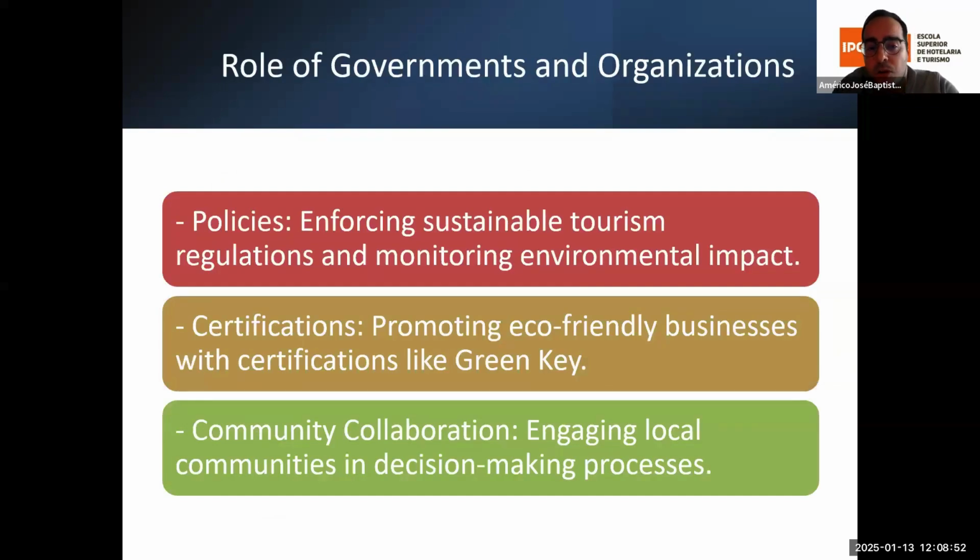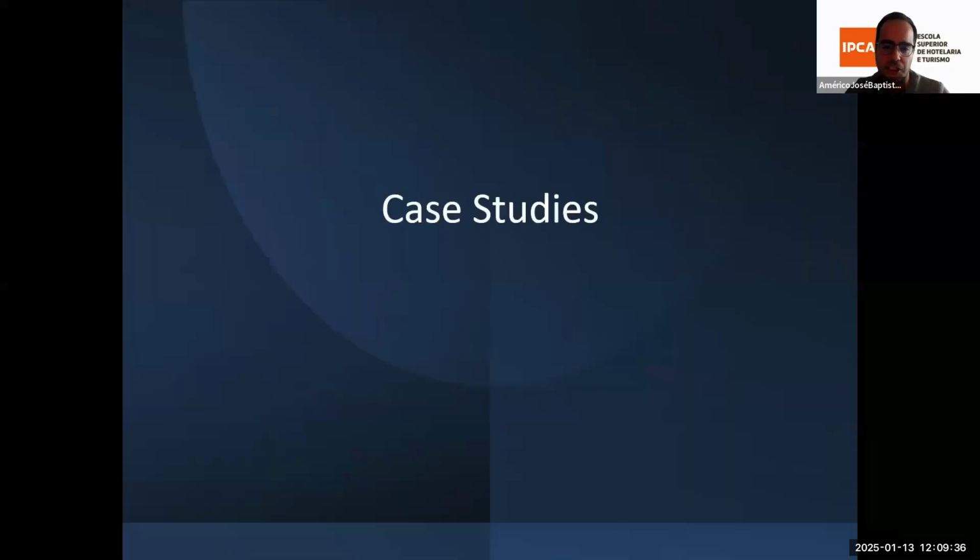The role of governments and organizations: policies, certifications, and community collaboration. The first one, policies: enforcing sustainable tourism regulations and monitoring environmental impacts. The third, community collaboration: engaging local communities in decision-making processes. The second, certifications: for example, promoting eco-friendly businesses with certifications like Green Key is very, very important to these roles of governments and organizations.